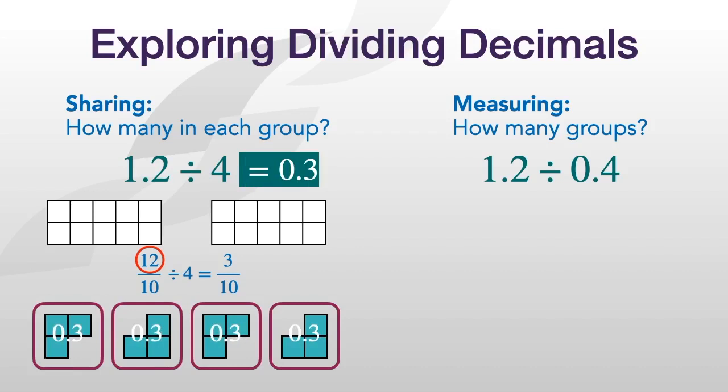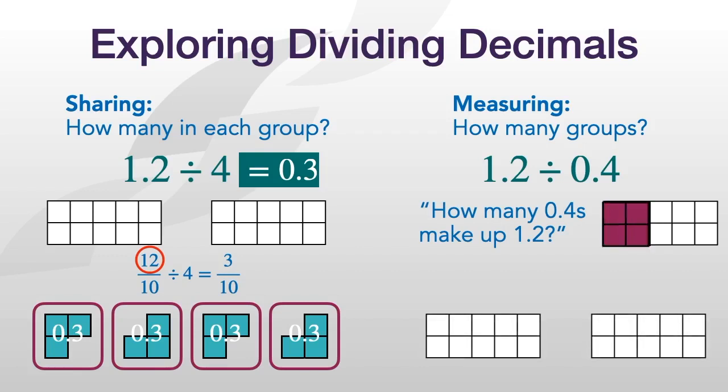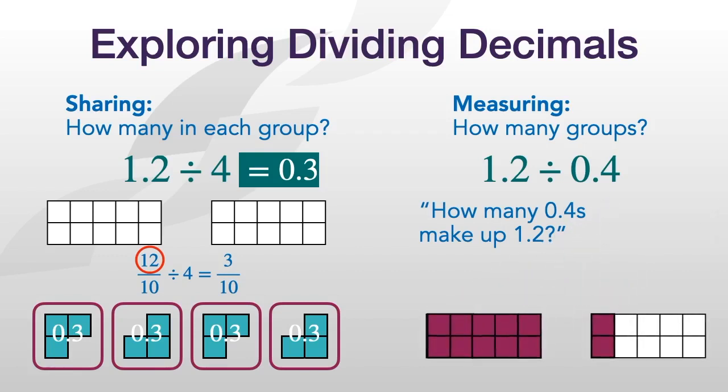For the question on the right, we can ask how many 4/10 make up 1 2/10. First, we represent 4/10. Then we take as many 4/10 as we need to make up 1 2/10. We can see that it takes 3 of them.